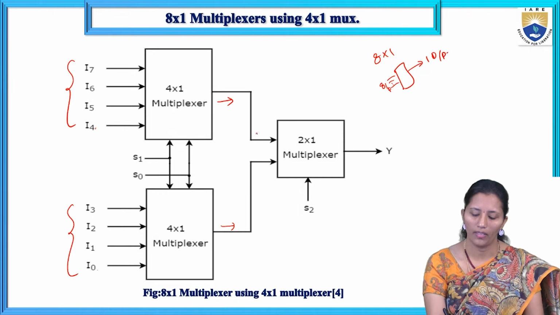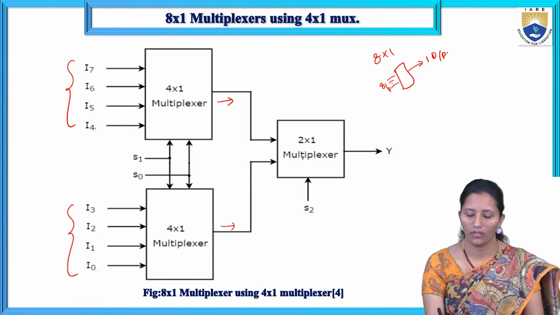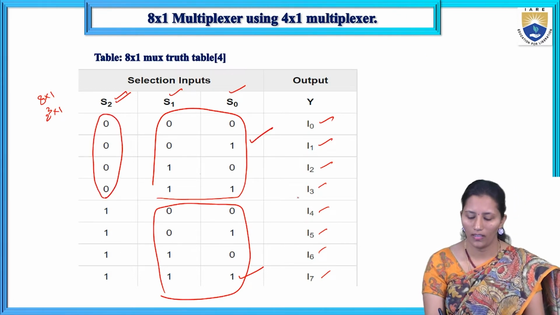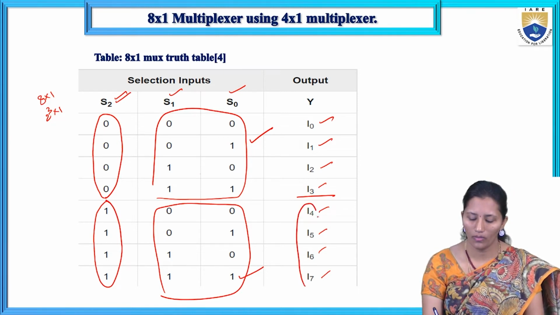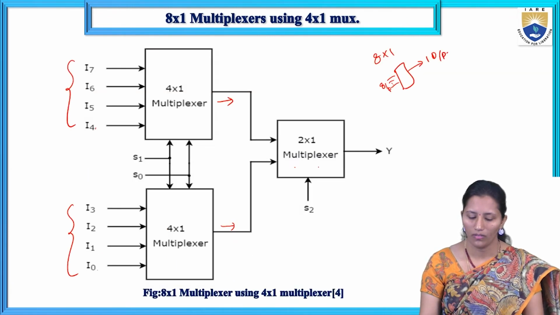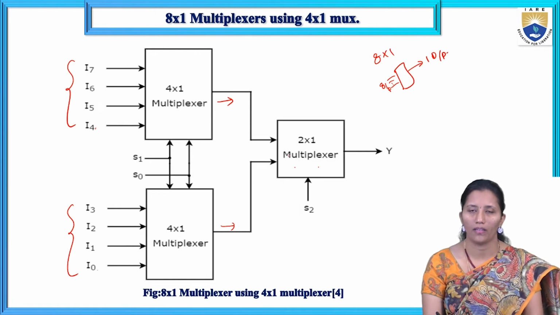To select any one of these two to be mapped to the output, we are using a 2 by 1 multiplexer, with the other selection line, S2. If S2 is 0, any one of the lines from I0 to I3 will be mapped. If S2 is 1, any one of I4 to I7 will be mapped to the output. So S2 is given to the 2 by 1 multiplexer as its selection line, and the outputs of the 4 by 1 multiplexers are given as inputs to the 2 by 1 multiplexer.